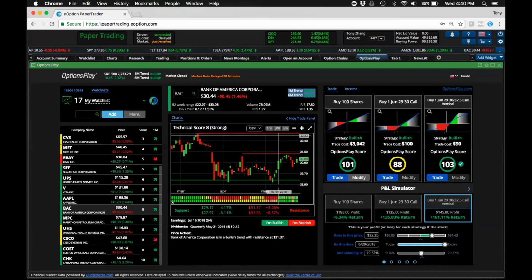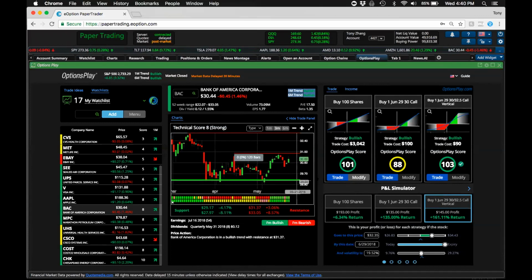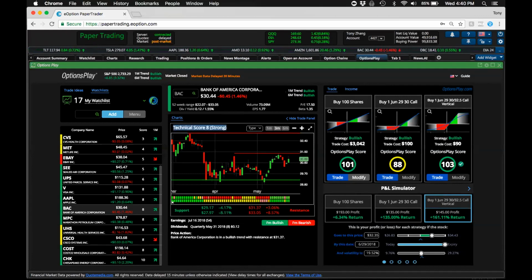So these are the types of stocks that I would be looking for if I'm looking for a bullish candidate and I want to find stocks with the highest probability of continuing higher. I want stocks that are not only outperforming the overall market, but the 1 month and 6 month trends are trending higher.